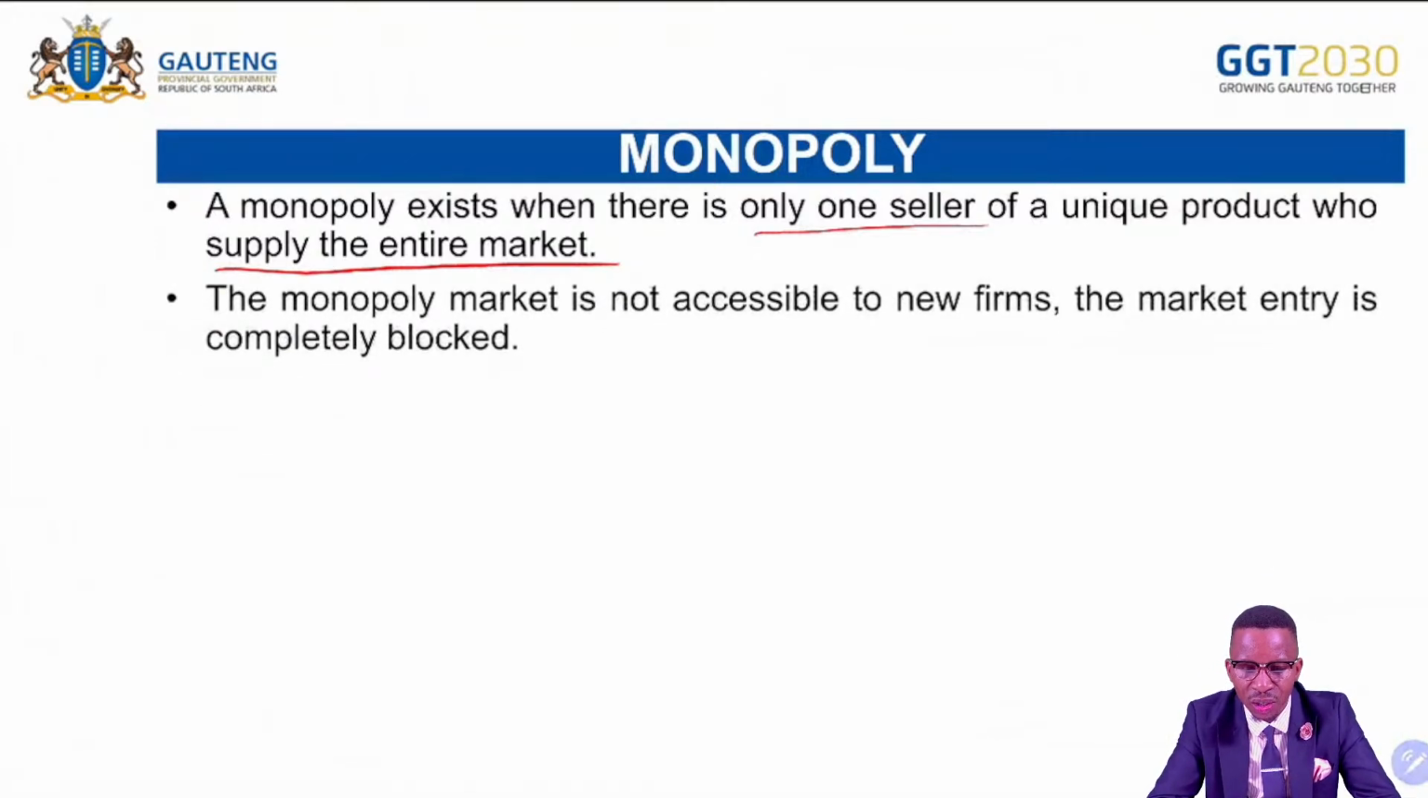The monopoly market is not accessible to new firms. The market entry is completely blocked. Yes, new firms are not able to enter the market and compete, because there are high barriers to entry that prevent the entry of new businesses. Those barriers to entry can either be natural or artificial. If we talk about the natural barriers to entry, we refer to barriers to entry such as economies of scale.